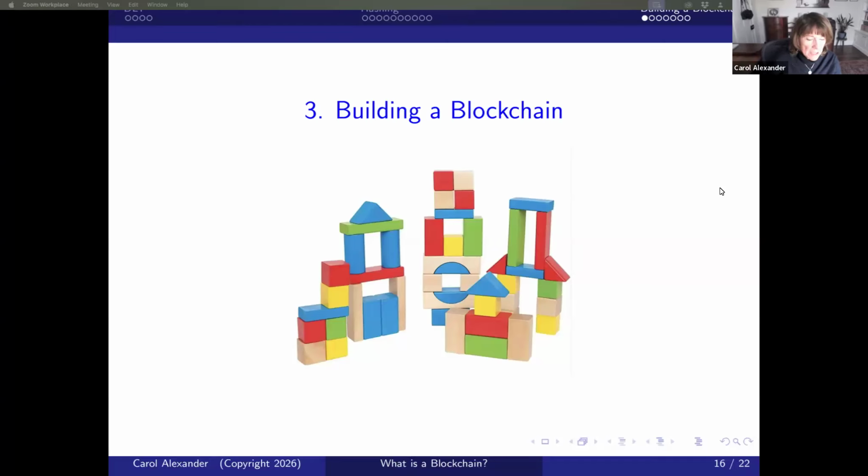The third and last part of this first lecture is about how we actually build a blockchain, how we build the blocks and how we put them together in a chain.